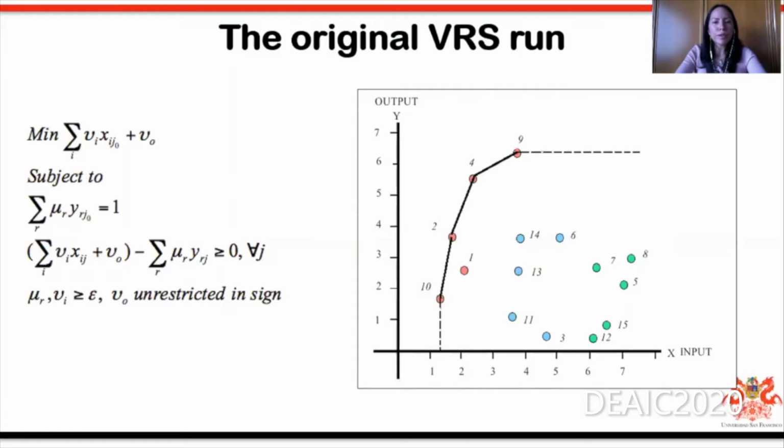In the following figure, we divide the set of DMUs into three groups, where those in pink represent the advantaged DMUs, which are close to the frontier, those in blue the disadvantaged, and those in green the most disadvantaged group. The next slide.